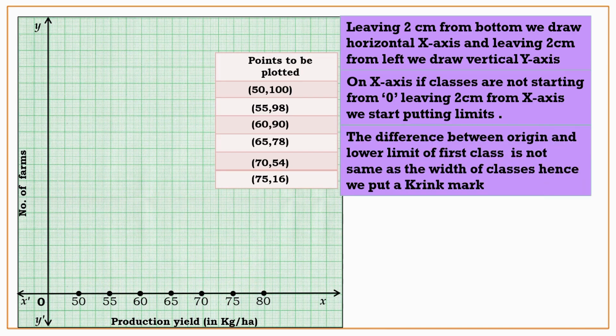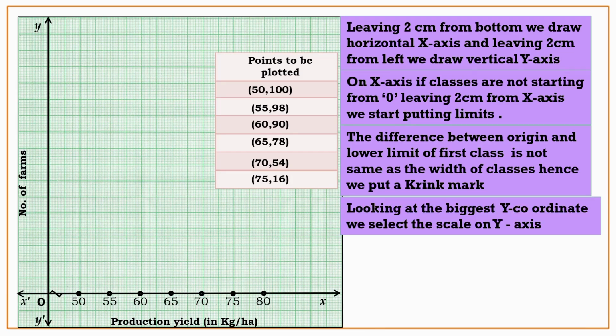Now the difference between the origin and the lower limit of the first class is not the same as the width of the classes. Hence we put a kink mark over here because the gap is 50. Since it is not the same, we put a kink mark. It denotes that the gap can be anything. Now, looking at the biggest y coordinate, we select the scale on the y-axis. Here the biggest y coordinate value is 100. So now plot all the points, 10, 20, in this way.